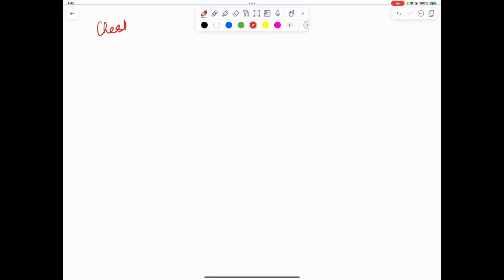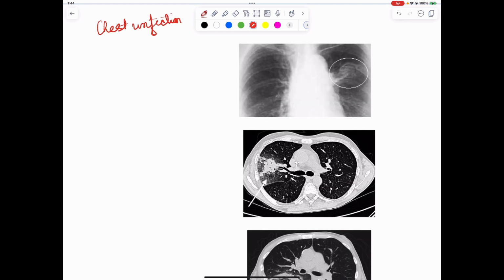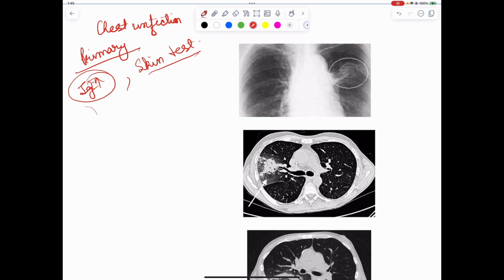Now we move on to chest infection. In aspergillosis, there are some primary criteria and some secondary criteria. How to learn the primary criteria? There is hypersensitivity, so immunoglobulin E is increased, and we will do a skin test. Okay, two criteria are already learned. And there can be episodic bronchial obstruction.